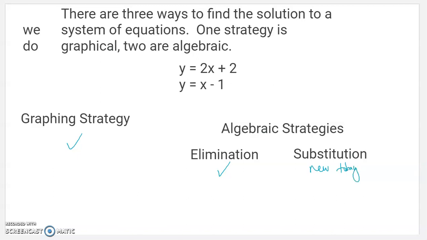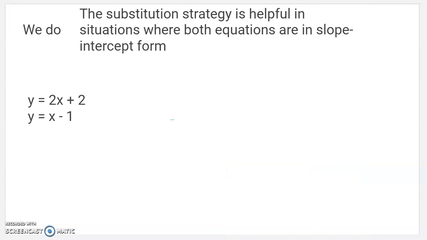So in the event that you're not in love with either of the first 2 strategies, got a third one for you. So unpause when you're ready, and I'll show you how to do it. So what we're going to end up doing here, first of all, note, substitution strategy is helpful in situations where both equations are in slope-intercept form, like they are here.